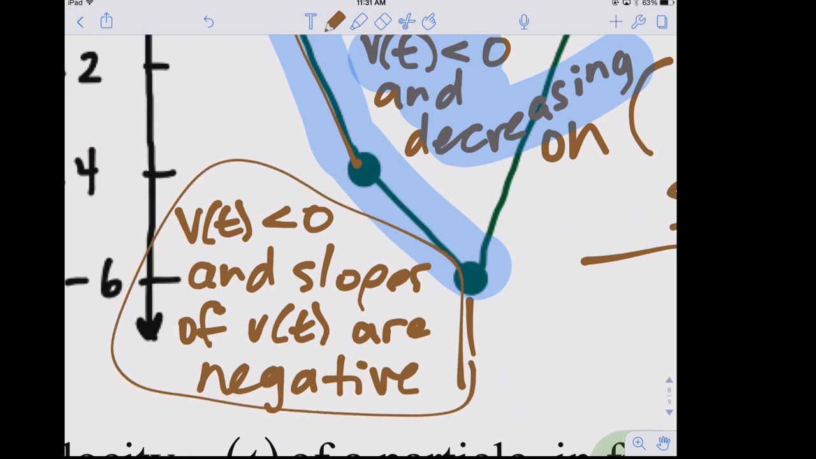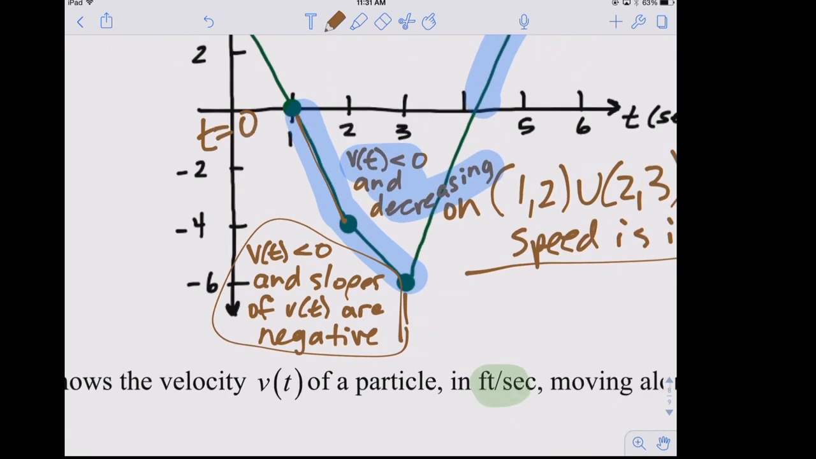You don't want to just throw out the word acceleration or v prime of t because you need to, again, relate it to the graph. So v of t is less than 0 and decreasing. That's beautiful. Or v of t is less than 0 and the slopes of v of t are negative.